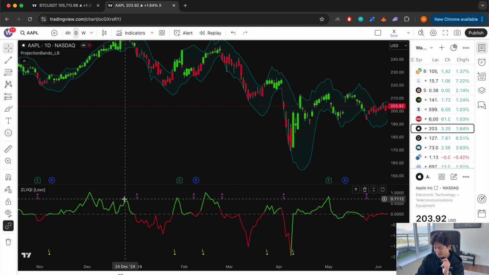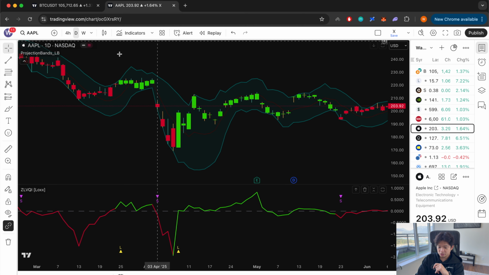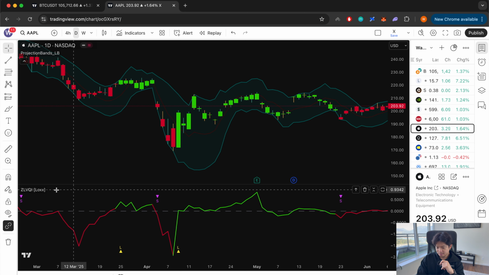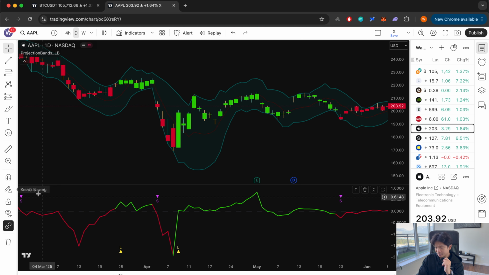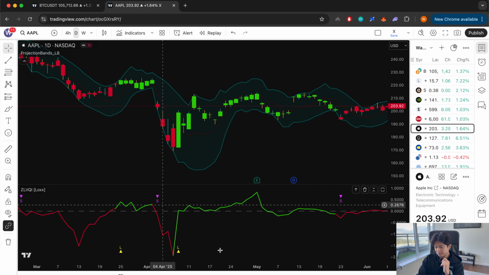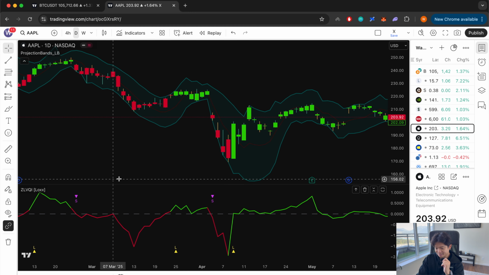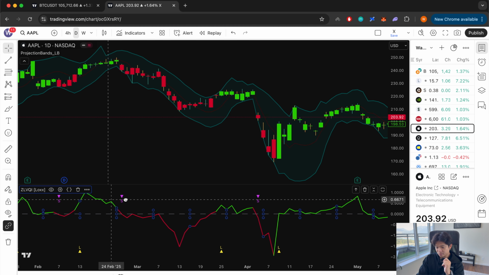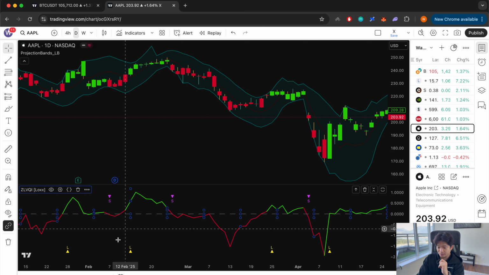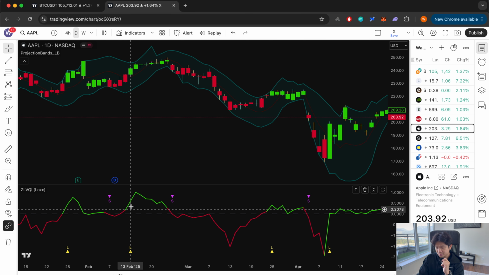But honestly, between these two, I would use projection bands. I would never really use VQI. It's free, but it's a lot of clutter for unnecessary reasons. There's a lot of free indicators out there that are much better than VQI. And honestly, it's a bit confusing. Just off this chart, you can see that it's not exactly accurate. And if you're using VQI alone, you would have had a few losing trades.